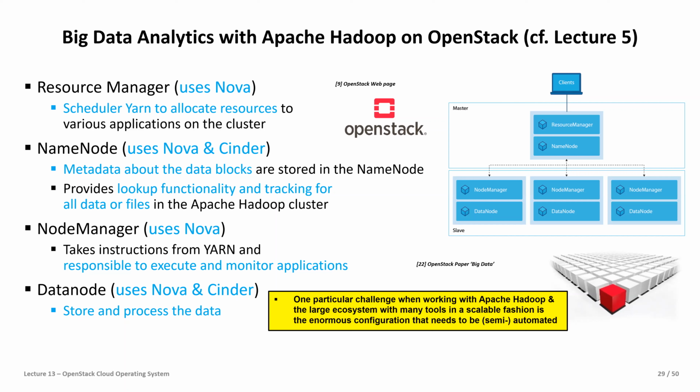And if you go to the left side of this slide, you will realize that many of these components directly use something which is already available in the OpenStack framework, like Nova for the resource manager. You have the name node, if you remember, it computes something, but also stores the name and metadata around in the cluster. So you need Cinder, and then the node manager and data node use both Nova, while the data node, of course, also has some storage characteristics using, for instance, Cinder. So these are the different components in the OpenStack repository.